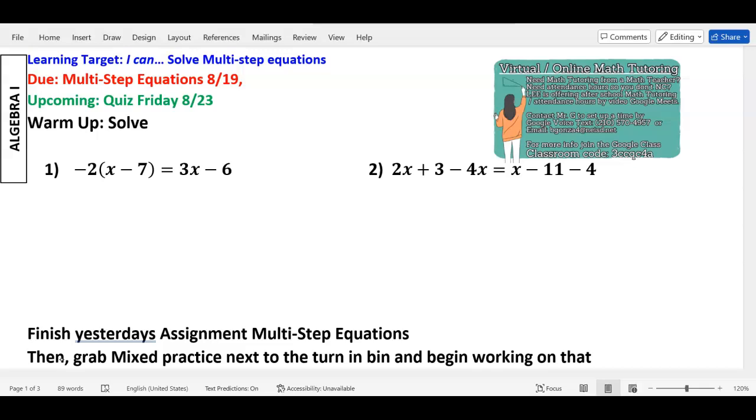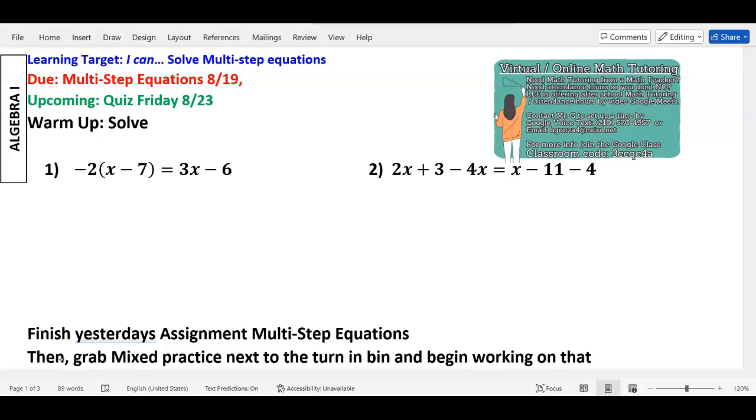Cool. So here's our warm-up. Let's solve this. Number one is like yesterday's notes. Do y'all remember yesterday we talked about what if there's parentheses? You have to distribute. And what if x is on both sides? We get rid of the smaller x, okay? So number one's like a combo problem, so let's do it.